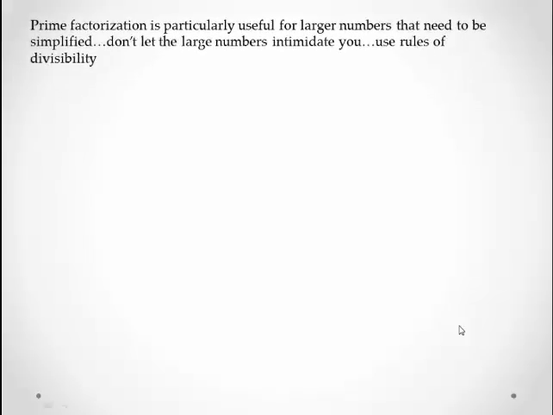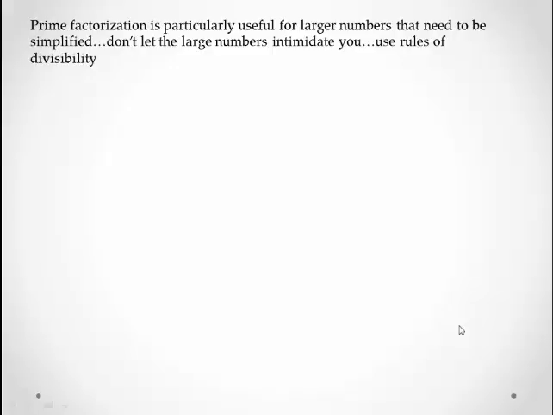Prime factorization is really useful for big numbers that need to be simplified. Okay, so we don't want to let the large numbers intimidate us. If I see the square root of 5,276, I don't want to freak out and say, oh, I can't simplify that because that number is too big. We're going to use the rules of divisibility. So first I'm going to go over those rules with you.